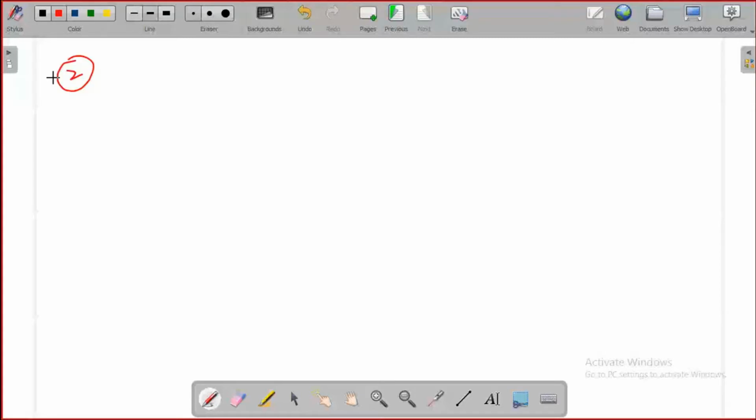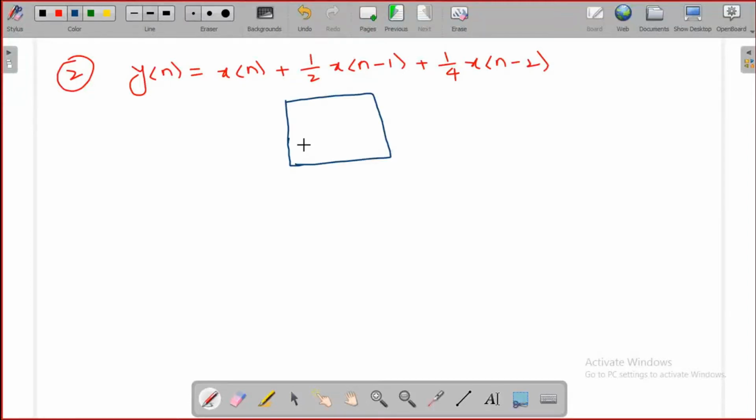Have to check the stability of the system y of n equals x of n plus 1 by 2 x of n minus 1 plus 1 by 4 x of n minus 2. Now first find the impulse response. This is the input and you have the one LTI system.